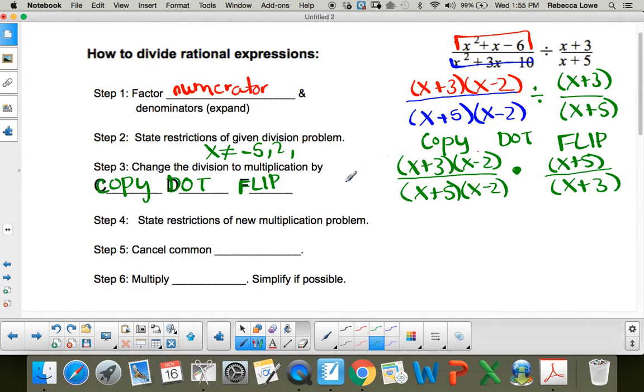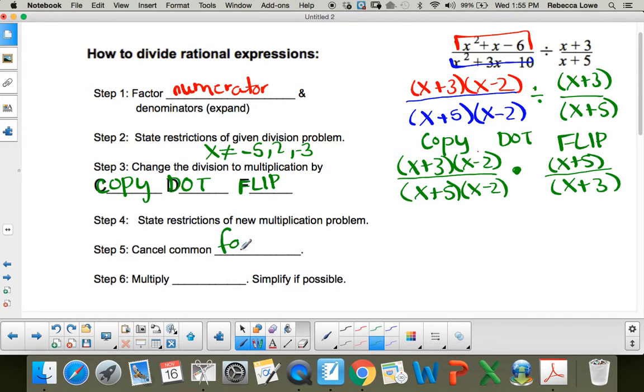In this case, you're now going to have another restriction because now this x plus 3 is in the denominator. So there is one more restriction, which is -3. You'll be able to write the restriction really quickly because it's the numerator and the denominator of the second fraction. So we've stated the restrictions of the new multiplication problem.